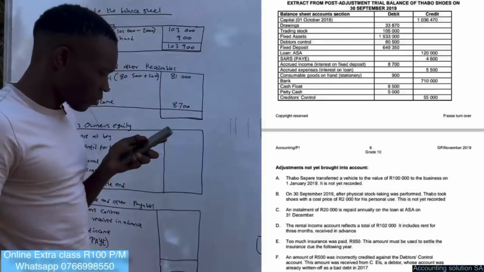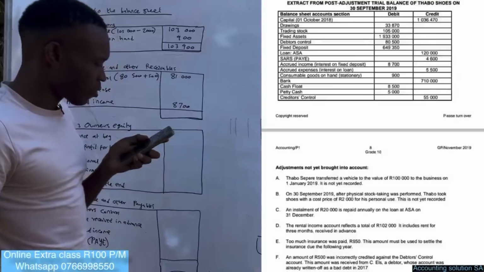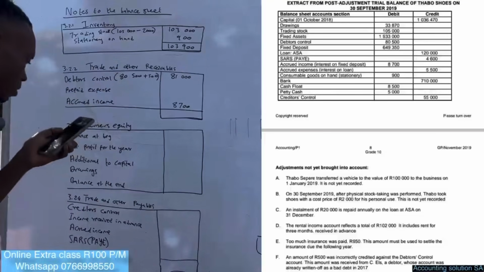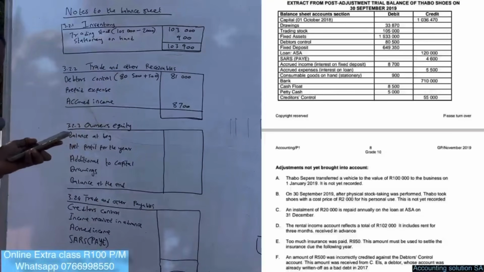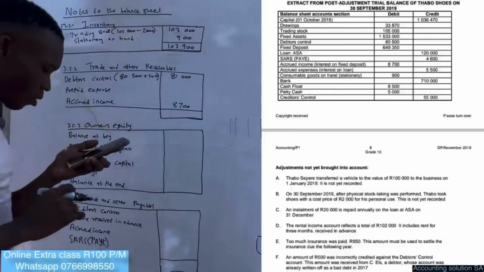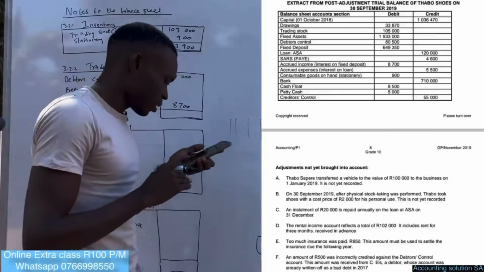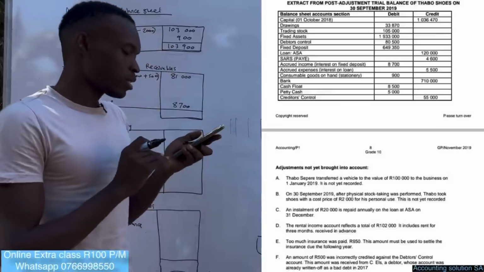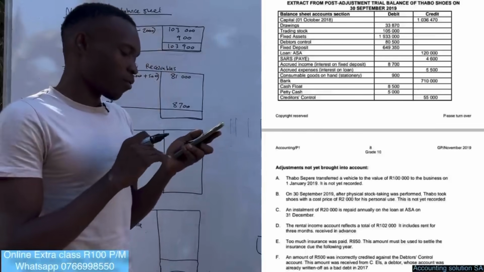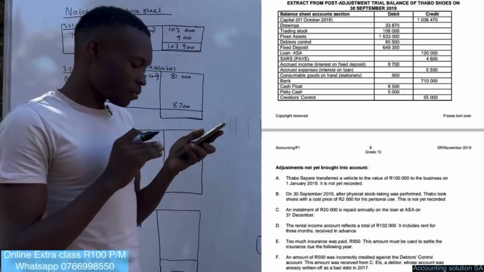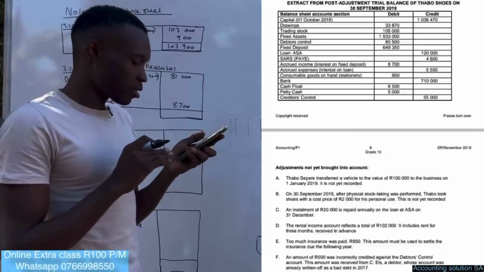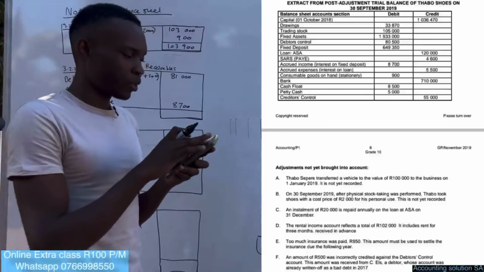Prepaid. Okay, after accrued income, we have accrued expense. Prepaid expense, we don't have it. Now let's take on our additional information. They said number E, too much insurance was paid of 950. This amount must be used to settle insurance due to the following year.